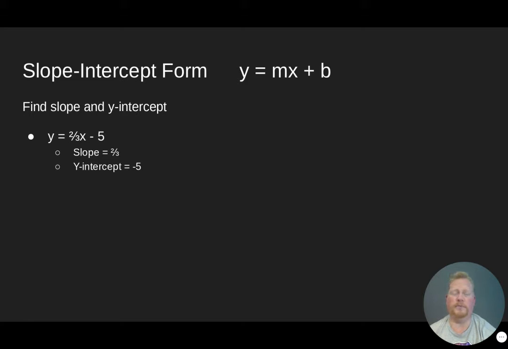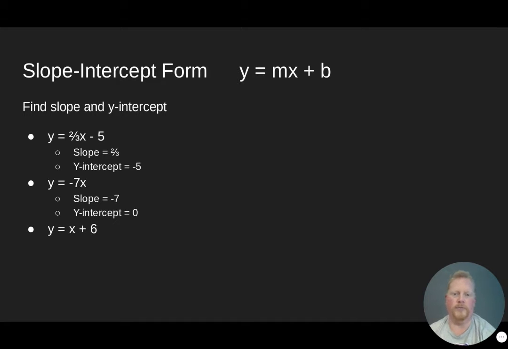Let's do another one. If I give you y equals -7x, you'd probably figure out that the slope is -7 because it's right in front of the x. But what about the y-intercept? There's nothing there. Well, how do we express nothing in math? That's right, 0. So in this case, the slope is -7, and the y-intercept is 0.